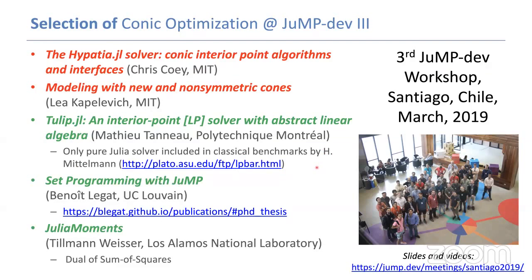It's competing with LP solvers or codes that are written in C or more classical languages. Then Benoit also introduced a lot about the set programming stuff that is actually in his thesis. Another thing I wanted to mention is Julia Moments, which is basically the dual of the sum of squares and gives an interesting moment measure interpretation to polynomial optimization. Again, if you go to Benoit's thesis, you can learn a lot more about that.